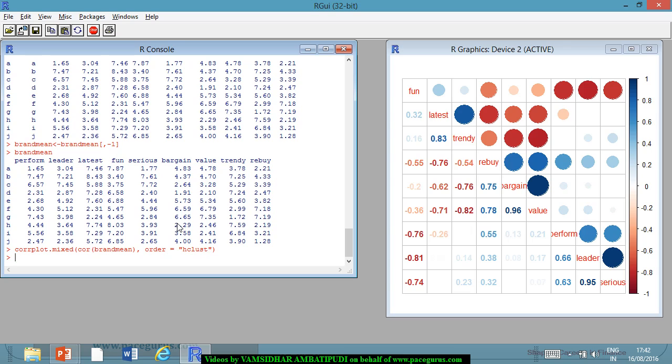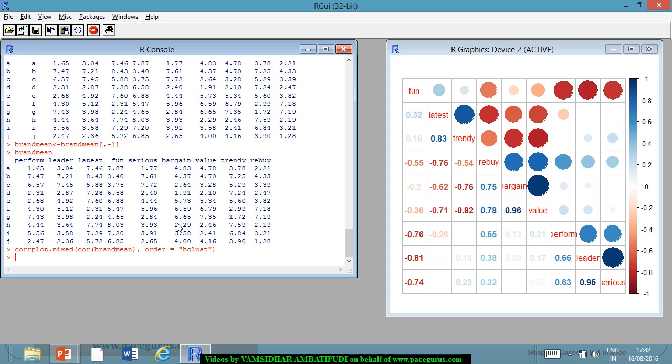Again, you see fun, latest, trendy, they are in this order; rebuy, bargain, value, in a different order. Perform, leadership, seriousness, they are looking more and more closer to each other. So even if I am doing it on the mean value, I'm getting more or less a similar kind of structure.